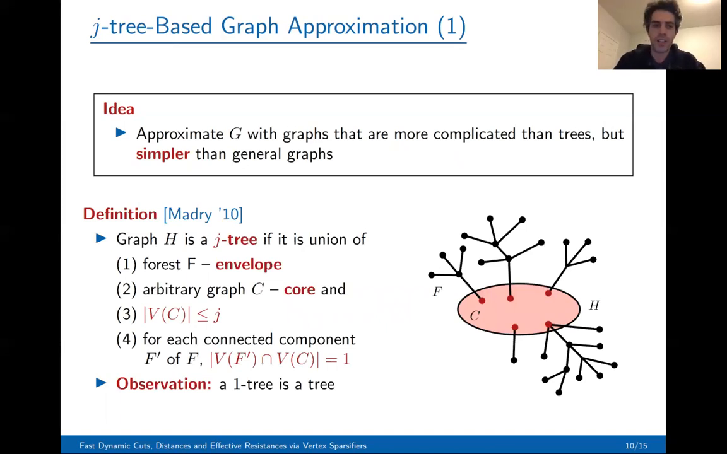So more precisely, Madry said that a graph is a J tree if it can be viewed as a union between a forest F, which is called the envelope of H of the J tree, and an arbitrary graph C, which is called the core of the J tree. And there are two important properties here of J trees. The first one is that the number of vertices in the core is bounded by J. And the second property is that each tree in the forest contains exactly one vertex in the core. Okay? And one can easily observe that a one tree is a tree, right?